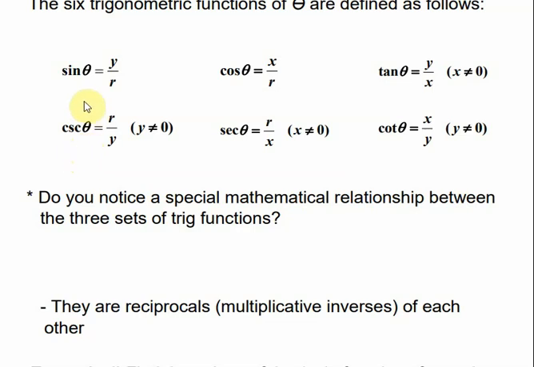So cosecant is the reciprocal of sine. Sine is y over r, cosecant is r over y. Cosine and secant are reciprocals of each other. Cosine is x over r, and secant is r over x. And then tangent and cotangent are reciprocals of each other. Tangent is y over x, and cotangent is x over y. Now, of course, in any of these, the denominator can't be 0 because then it would be undefined.